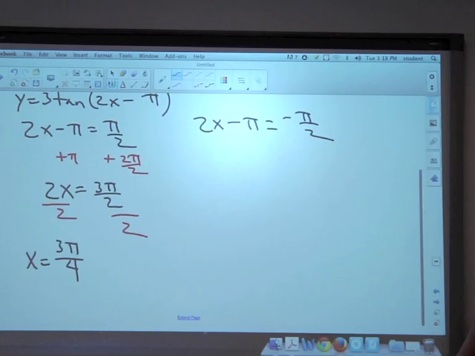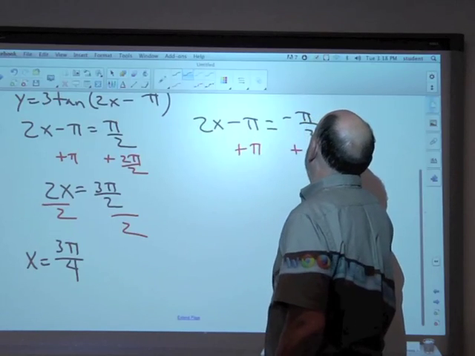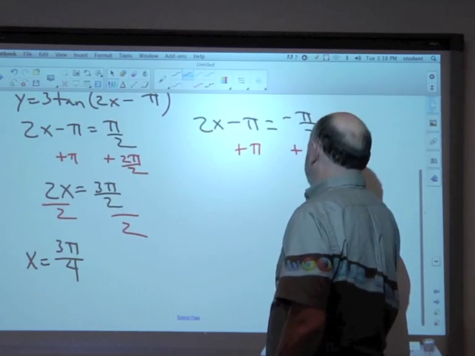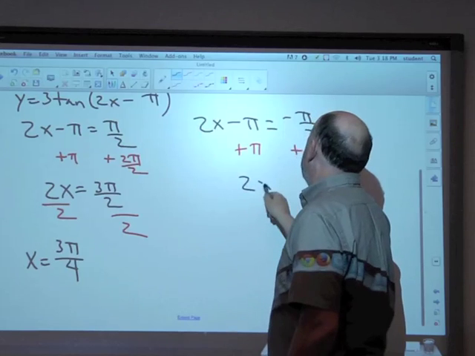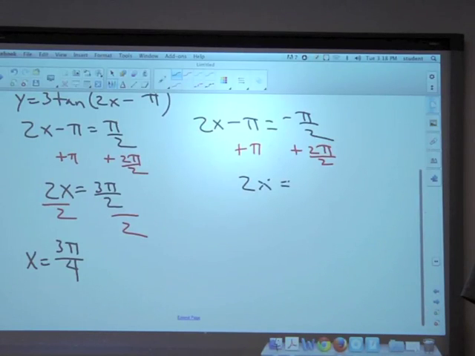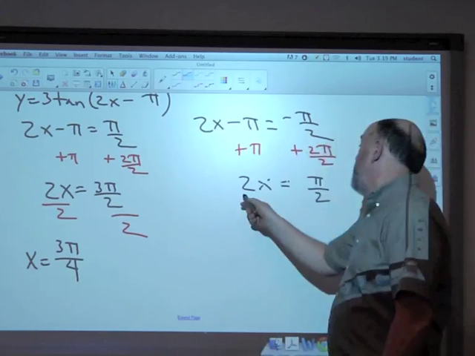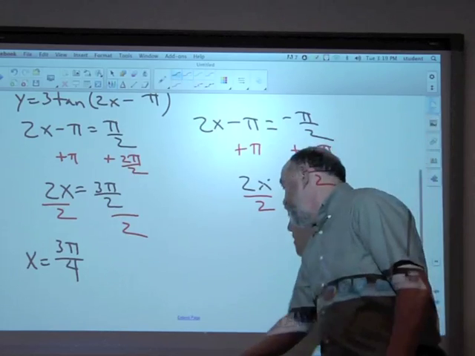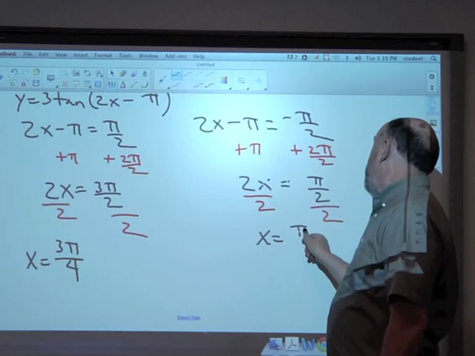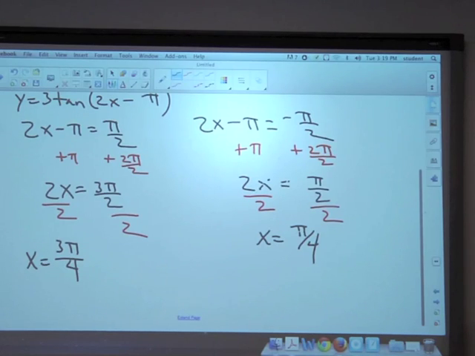We do the same thing on the other side. So here again, we're going to add pi, which again is the same thing as saying 2 pi over 2. So this is going to be 2x. What's a minus pi over 2 plus 2 pi over 2? Minus 1 plus 2 is 1. So this will be pi over 2. Again, we divide by 2. And this time, you get x will be pi over 4. Again, we should be able to go through and figure out how that works.